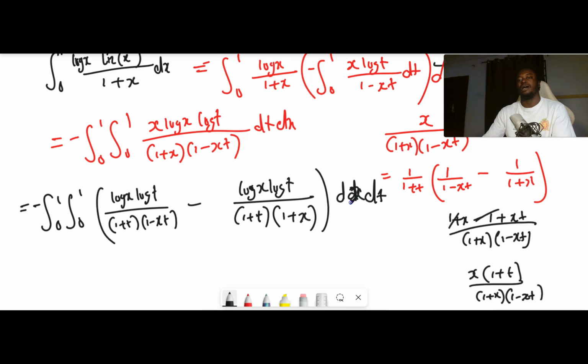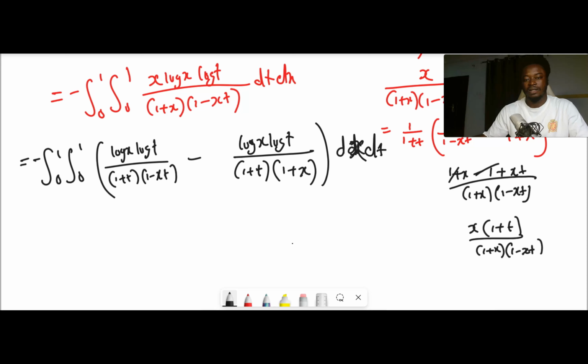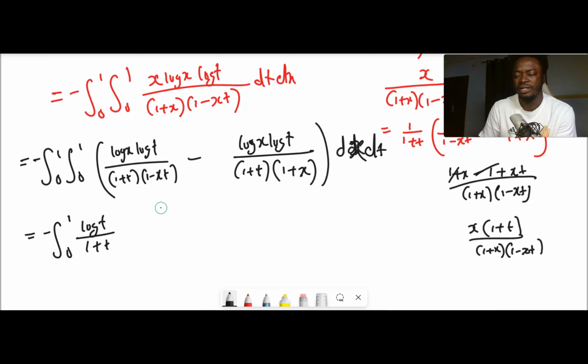Now since we are actually integrating dx first before dt, we can factor out all the terms concerning just t alone, and that will lead us to say negative times the integral from 0 to 1 of log t all divided by 1 plus t. So we are integrating with respect to x first, so anything concerning t should be kept outside first.